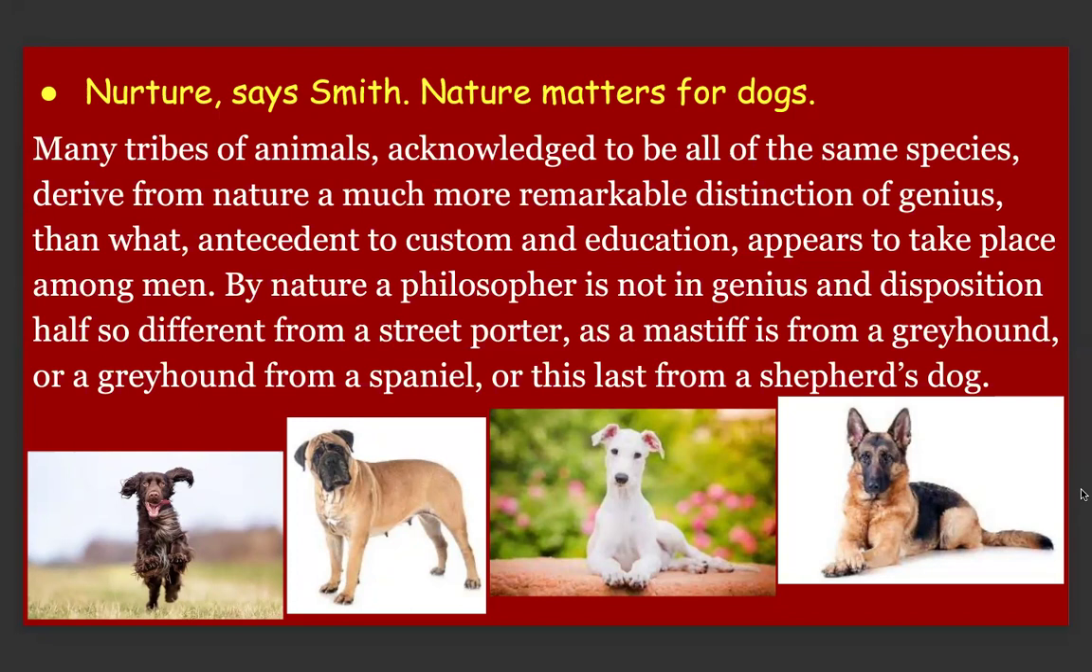So here's the quote. Many tribes of animals, acknowledged to be all of the same species, derive from nature a much more remarkable distinction of genius than what, antecedent to custom and education, appears to take place among men. By nature, a philosopher is not in genius and disposition half so different from a street porter as a mastiff is from a greyhound, or a greyhound from a spaniel, or this last from a shepherd's dog. Okay.